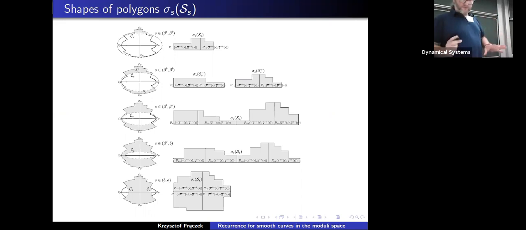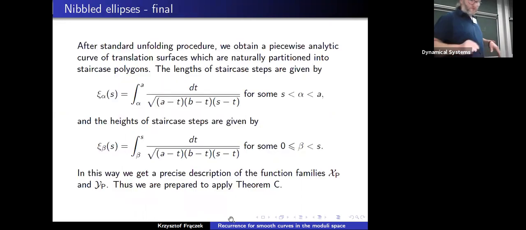To be a little bit quicker, we pass now through the so-called unfolding procedure. After this unfolding procedure, instead of the billiard flow on the polygon, we obtain a family of translation surfaces depending on S, which are naturally partitioned also by staircase polygons.